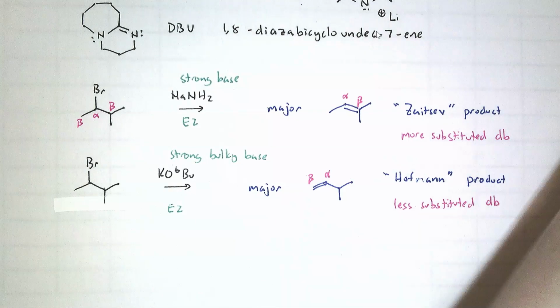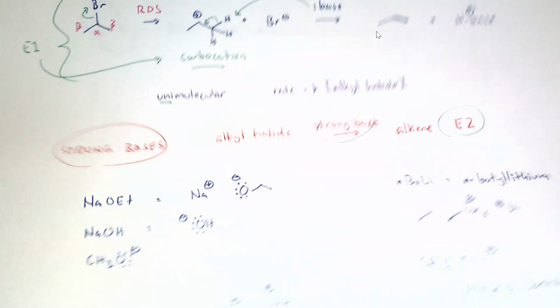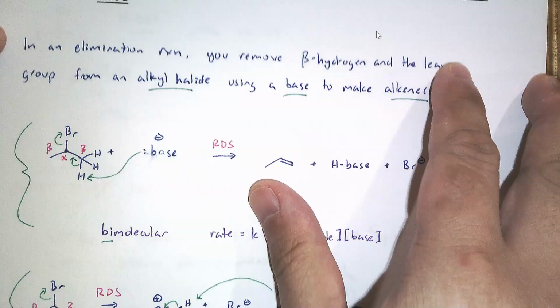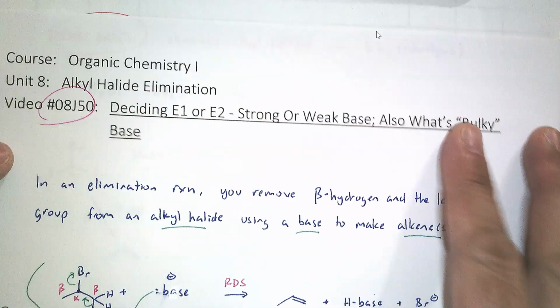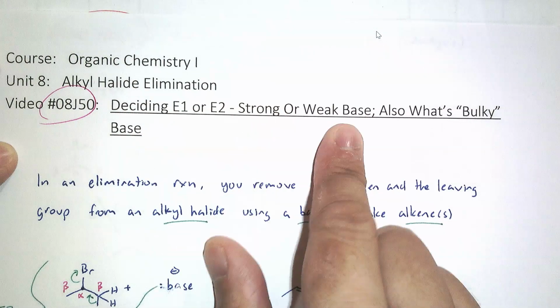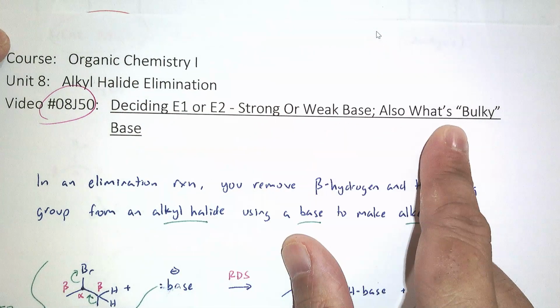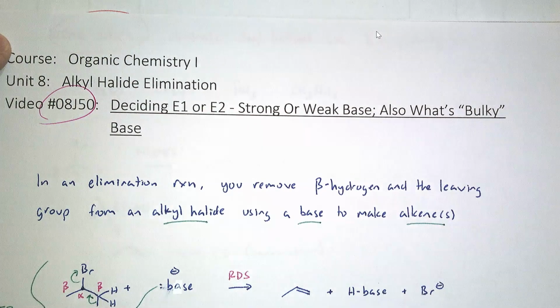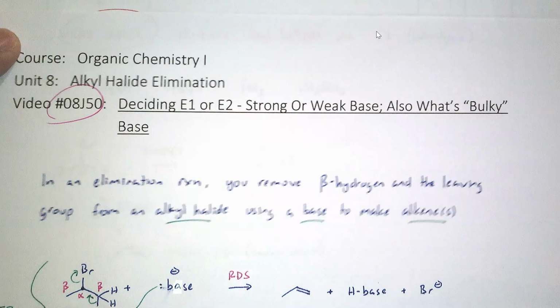That is all that we need to know for the bases, and hopefully that clarifies your understanding of how to pick the strong base, what is a weak base, and what is a bulky base, and how those are used to synthesize different alkene products.